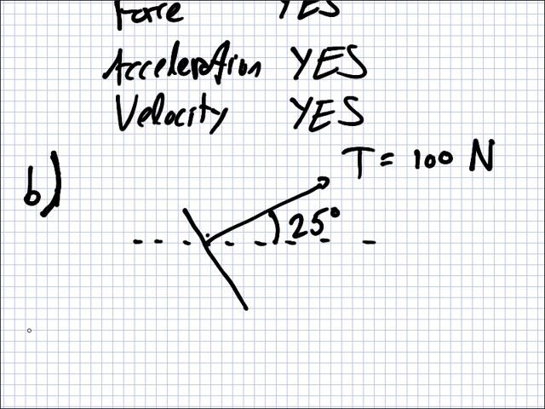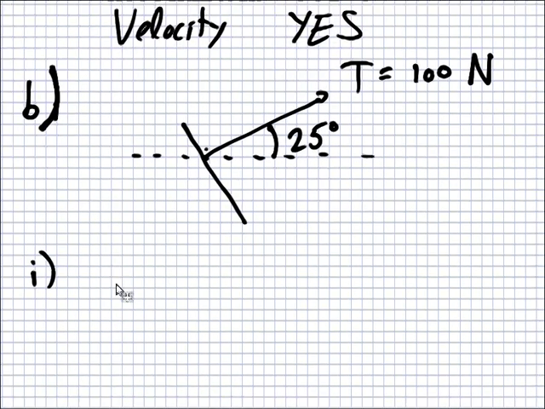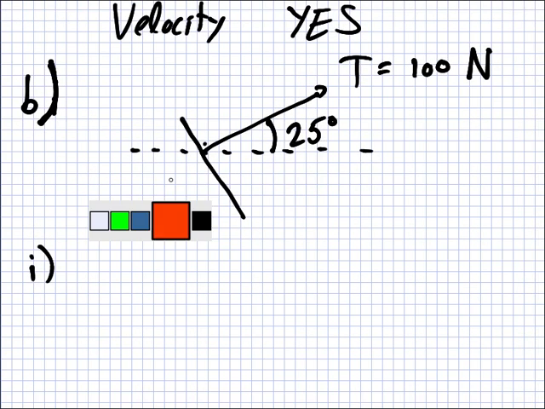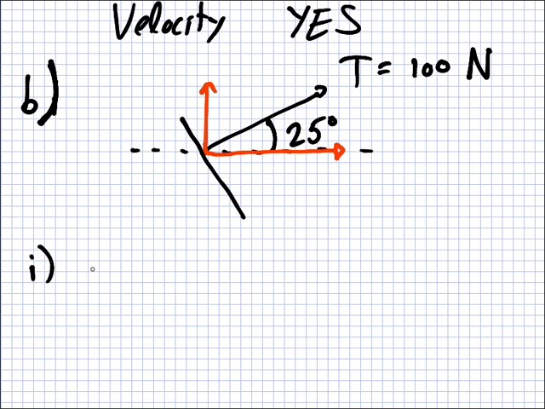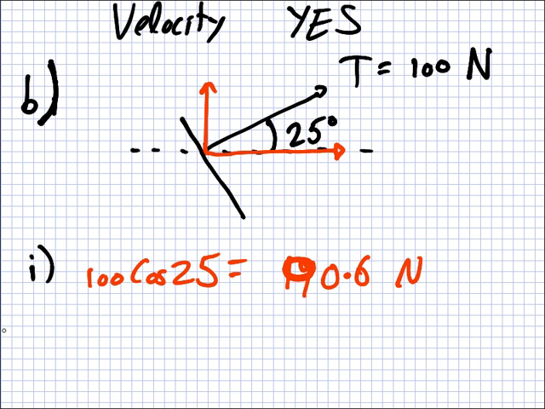B1. Determine the horizontal force on a peg due to the string. The horizontal, okay, so there's a force this way and this way. So we just want 100 cos 25, right? The horizontal one. So what's that? 90.6 newtons. Right, next.